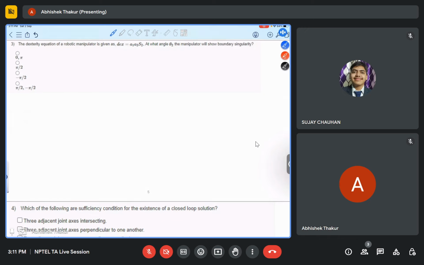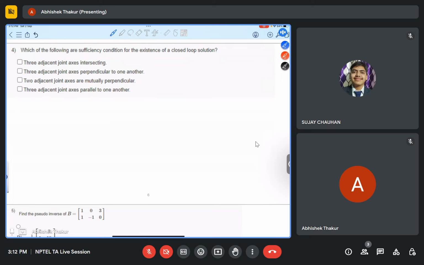So the dexterity of this robotic manipulator is given as a1, a2 of s2. In this it is asking at what angle theta 2 the manipulator will show boundary singularity. For boundary singularity, the arm should be fully stretched. So this sine theta should be 0. So here sine of theta 2 is equal to 0. So theta 2 is either equal to 0 or pi or a multiple of pi. So option A is correct.